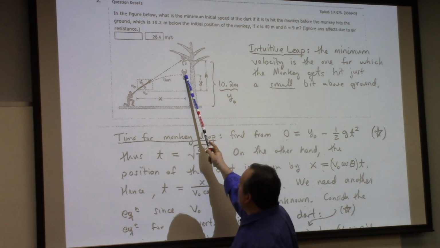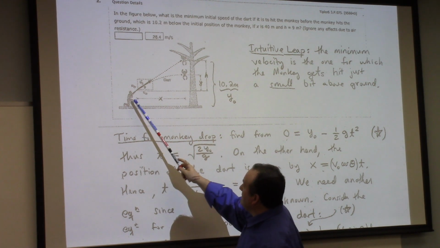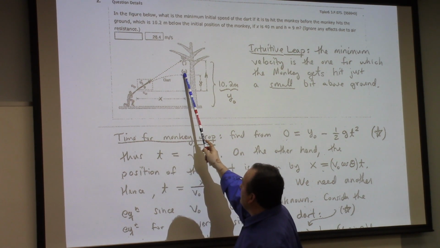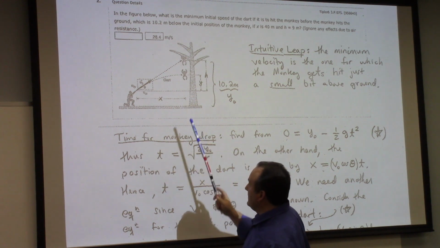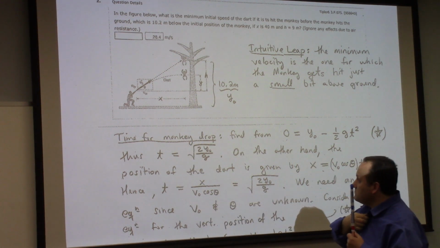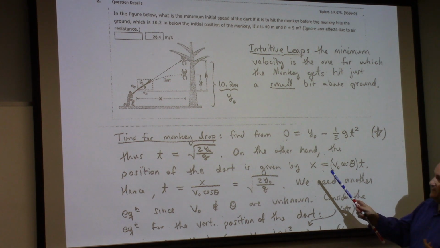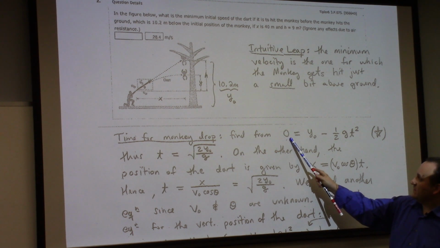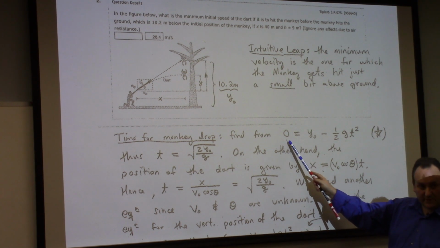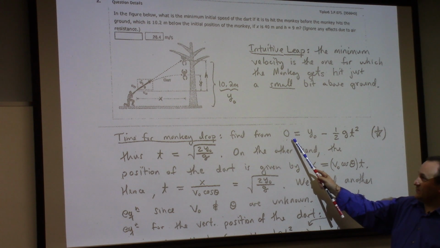If you shot the monkey up here, that would not be the minimum velocity, right? Because you could shoot it slower and hit the monkey down here. So the first intuitive leap is to say I want to hit it just as it gets to the ground. So the time for the monkey to drop is the time when it's just before it hits the ground, at y equal to 0.